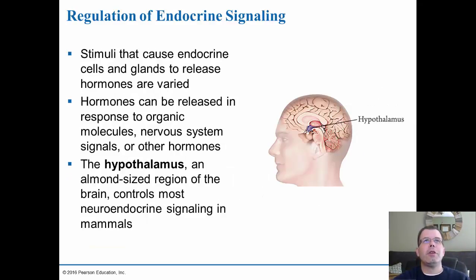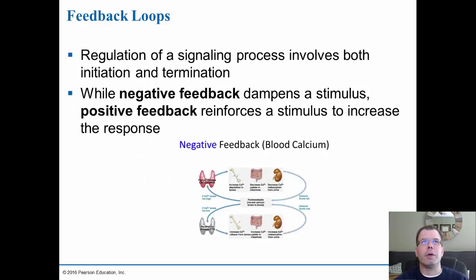So again, regulation of endocrine signaling is that a stimulus can cause endocrine cells and glands to release hormones. Again, they're released in response to organic molecules, nervous system signals, or other hormones. And then the hypothalamus, the almond-sized region of the brain, controls most of the neuroendocrine signaling in mammals. You can see that it's kind of down here. And then coming off of that is the pituitary gland, which is really the gland we think of when we think of the endocrine glands in these situations.